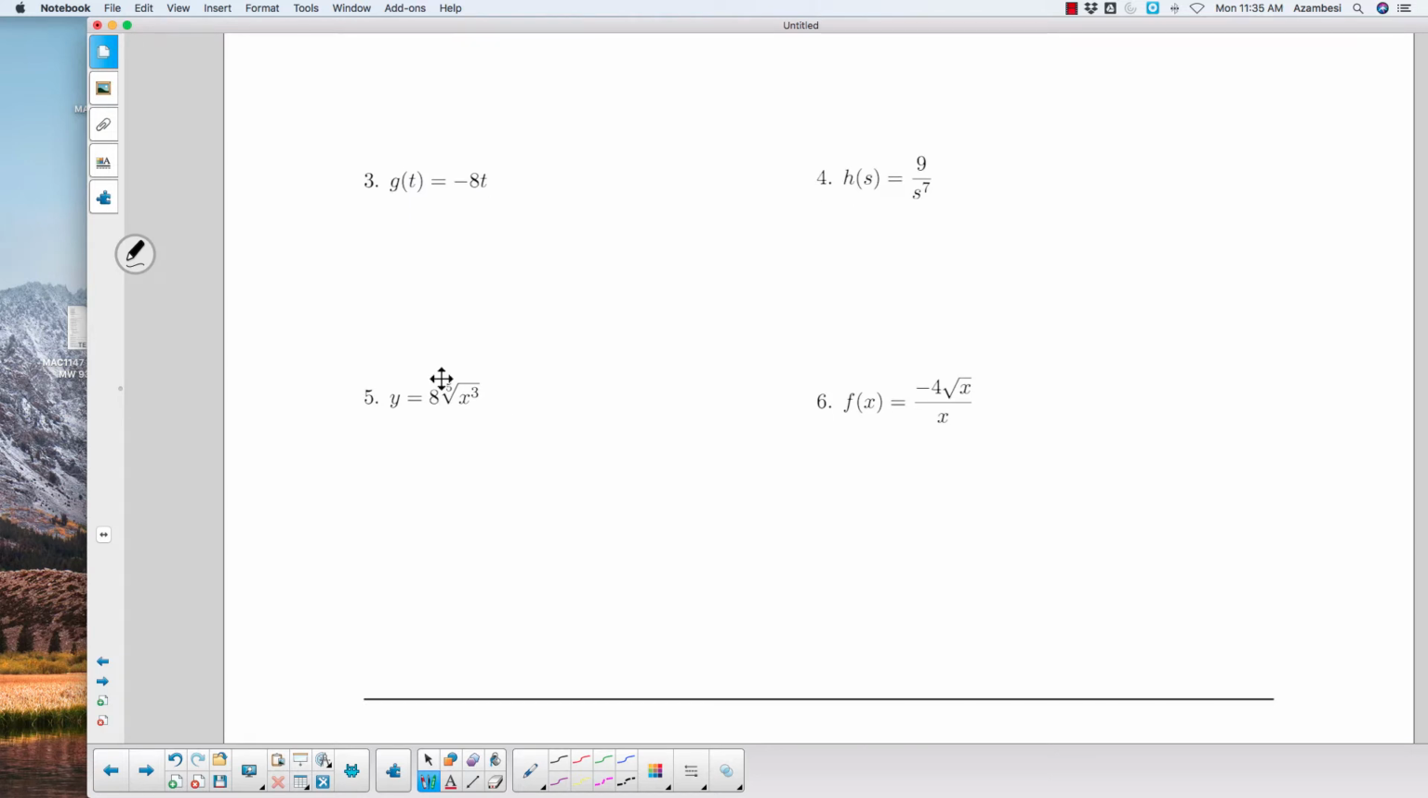Some more practice here. So g prime of t. Here it's negative 8 times t to the first. So here if I bring this first power down, I get 1 times negative 8 times t to the 0 power. Anything to the 0 power is equal to 1. So 1 times negative 8 times 1 gives me just negative 8.